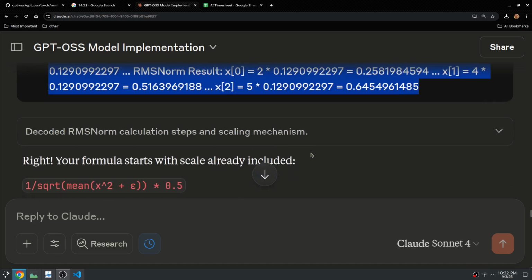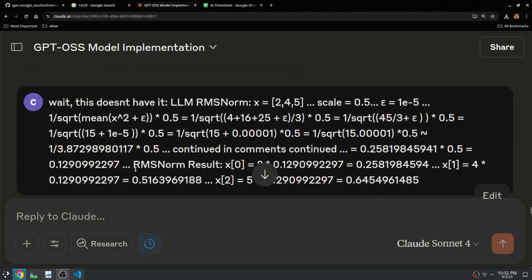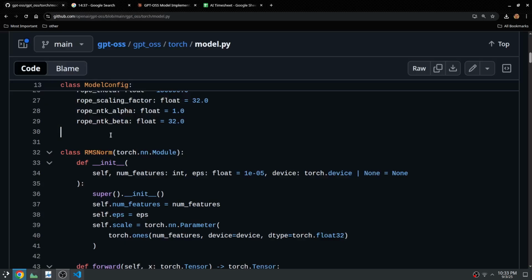And it confirmed that it was correct. It says, right, your formula starts with scales already included, and so on. So anyway, that's the complex detail form of it. So I'll go through the code and show some stuff about it.